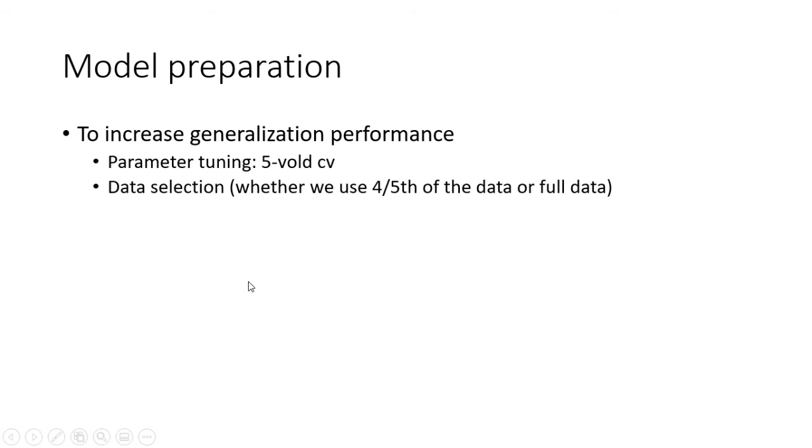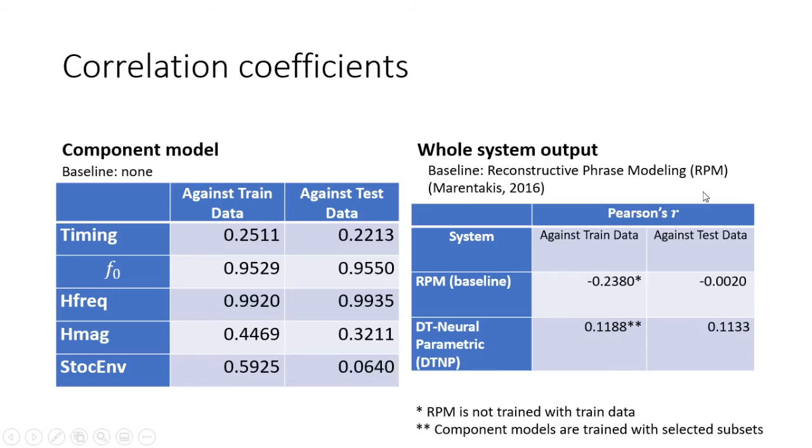And then let me show you the experiment results. This is the model preparation, and this is the first one, the quantitative one. So, the correlation coefficients, mainly they are good, but we have some poor results here in the harmonic magnitude and stochastic envelope. For the whole system output, the correlation coefficient is better than baseline. So the baseline is the one without all these models.